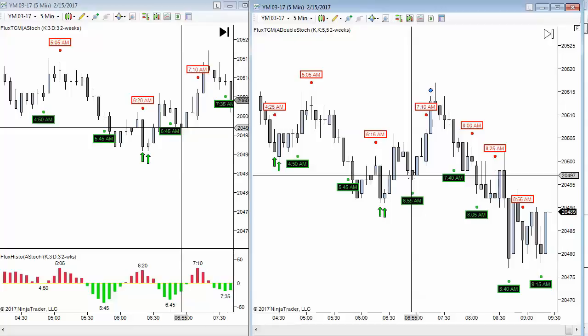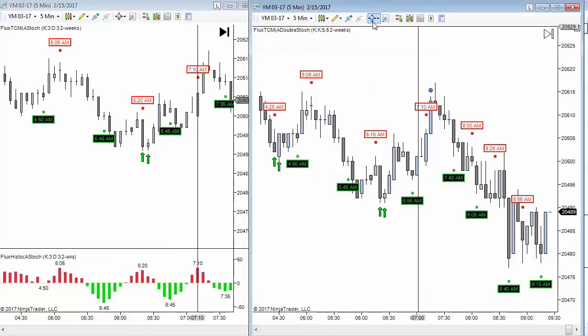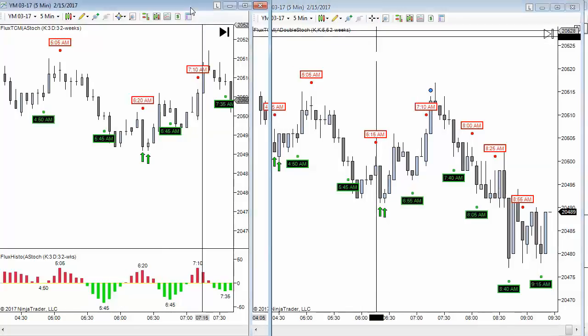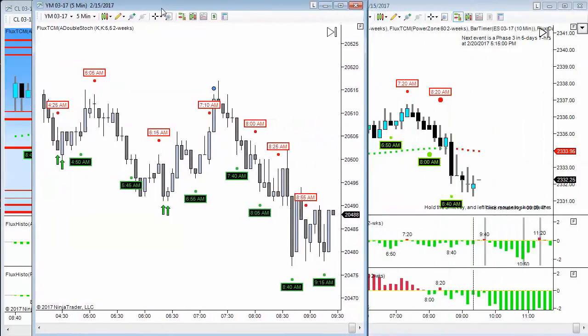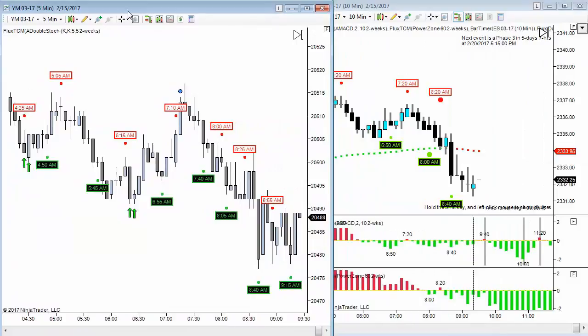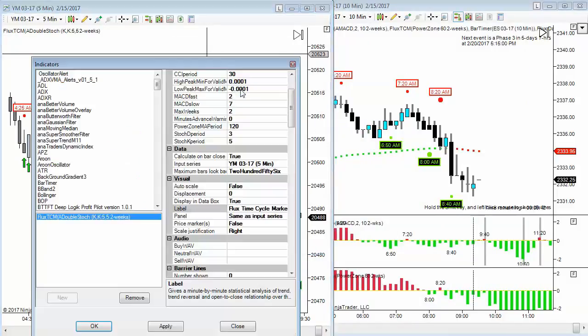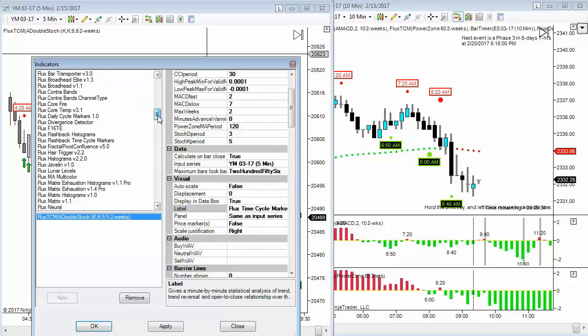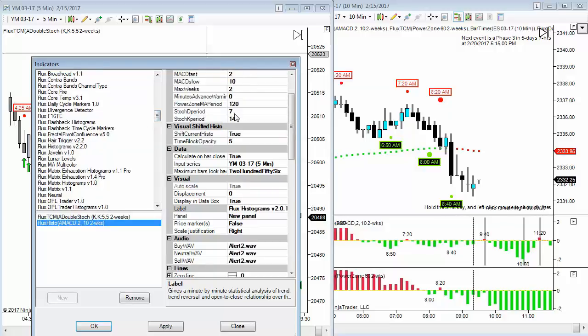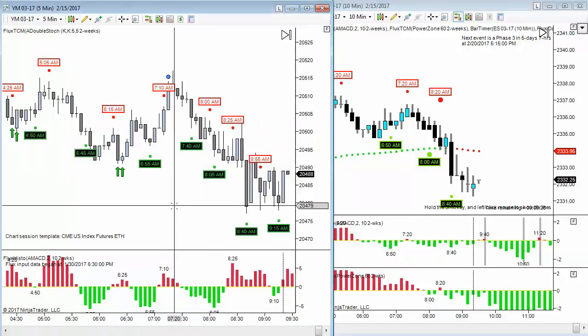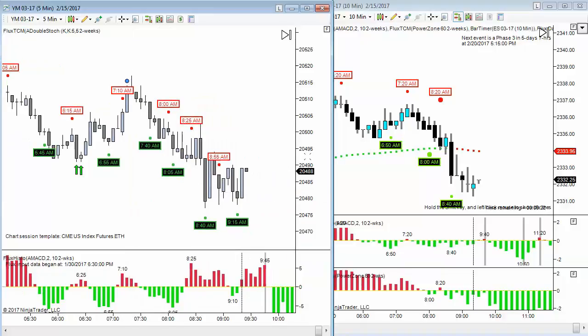So guess what we get to do? We get to declare a winner in Thunderdome. And I'm going to move this jamoke over here. We're going to bring in a histogram for it, a 3.5 double stochastic Flux histogram NinjaTrader indicator. 3.5. Hit OK. So now we have the signals.